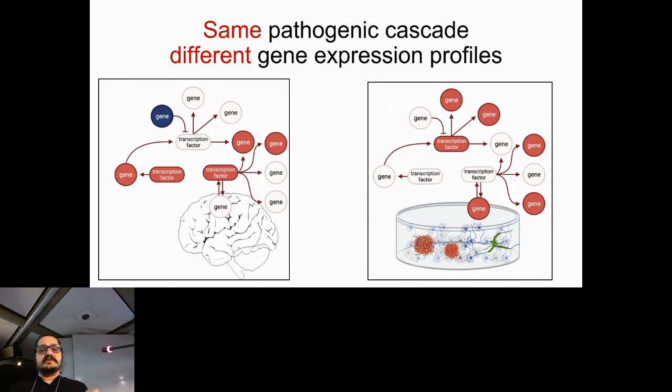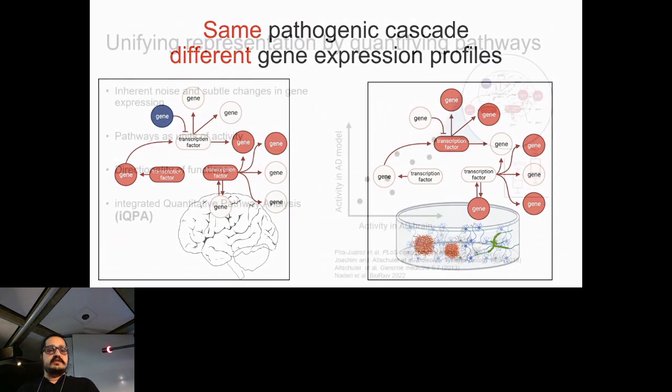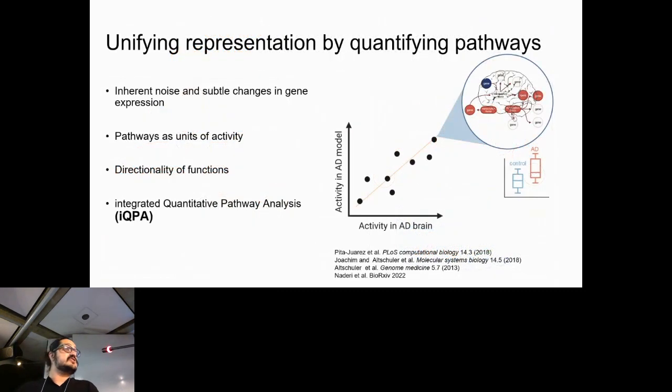What if we had a simplification to represent the activity of groups of genes as one number? We know that there is inherent noise and subtle changes in gene expression that might not necessarily be capturable. So if we could look at pathways as units of activity, and if we could determine directionality of functions in terms of dysregulation, whether a function is upregulated in the disease or downregulated, then we would have a basis to compare pathways in a cellular model or a mouse model versus human brain.